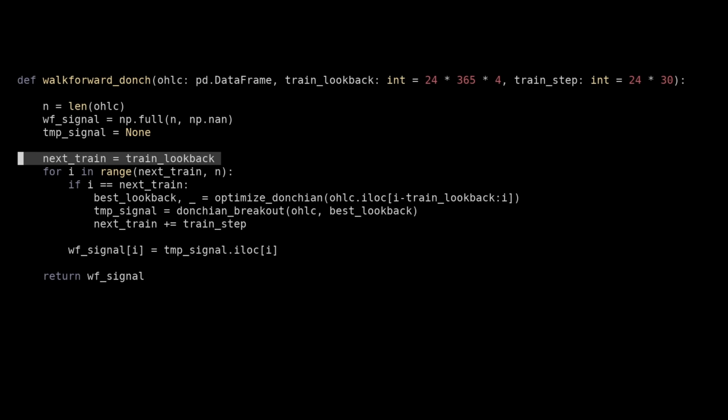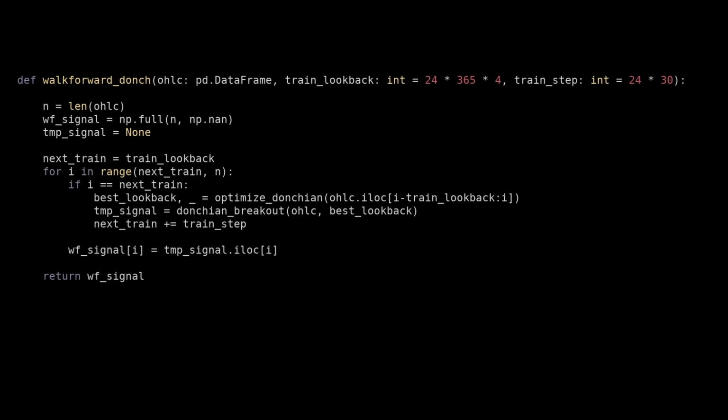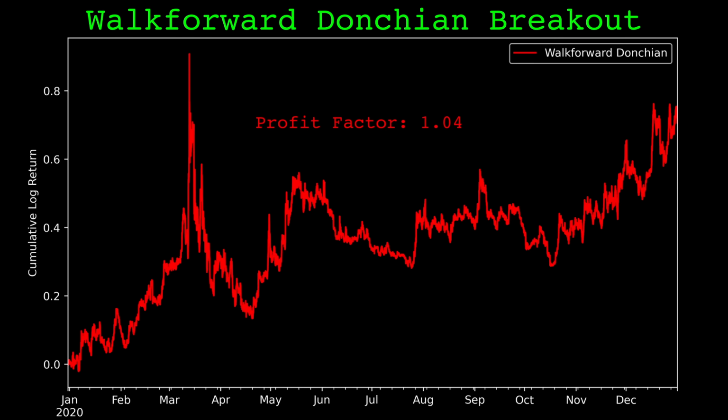We set the index of the next optimization and loop through all the data. Every time the index is equal to the next train variable, we re-optimize, compute the new signal, and increment the optimization index by the train step. This is pretty inefficient code, but it's simple and it works. Here are the results of the walk forward signal on 2020 data.